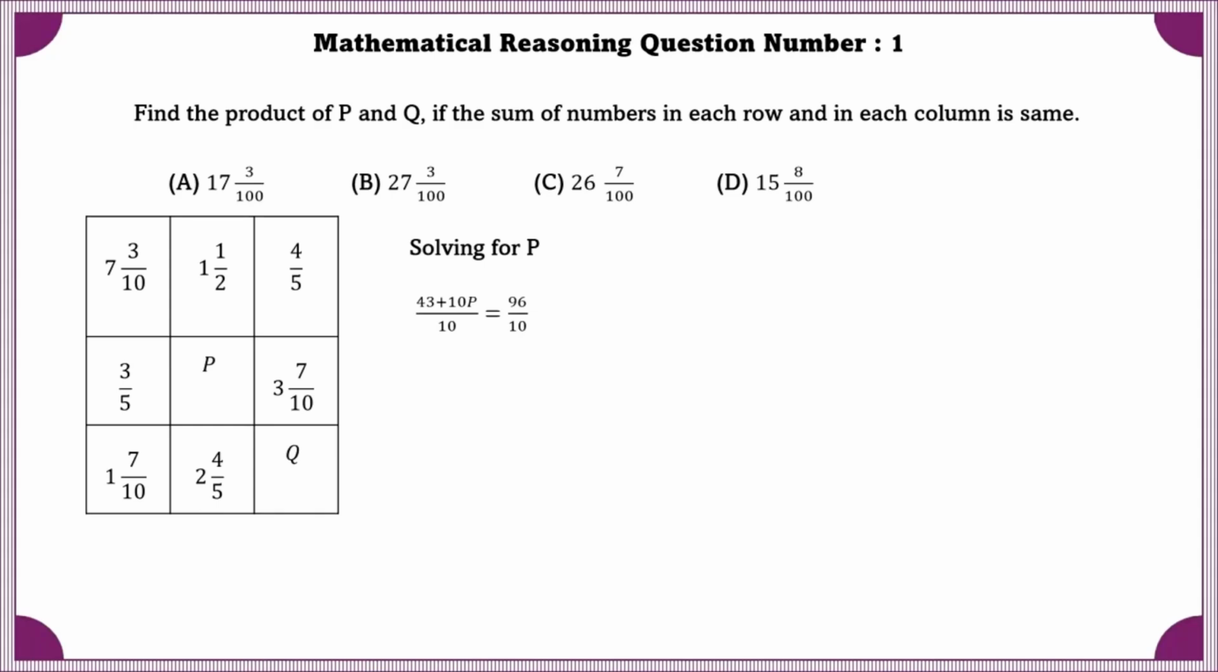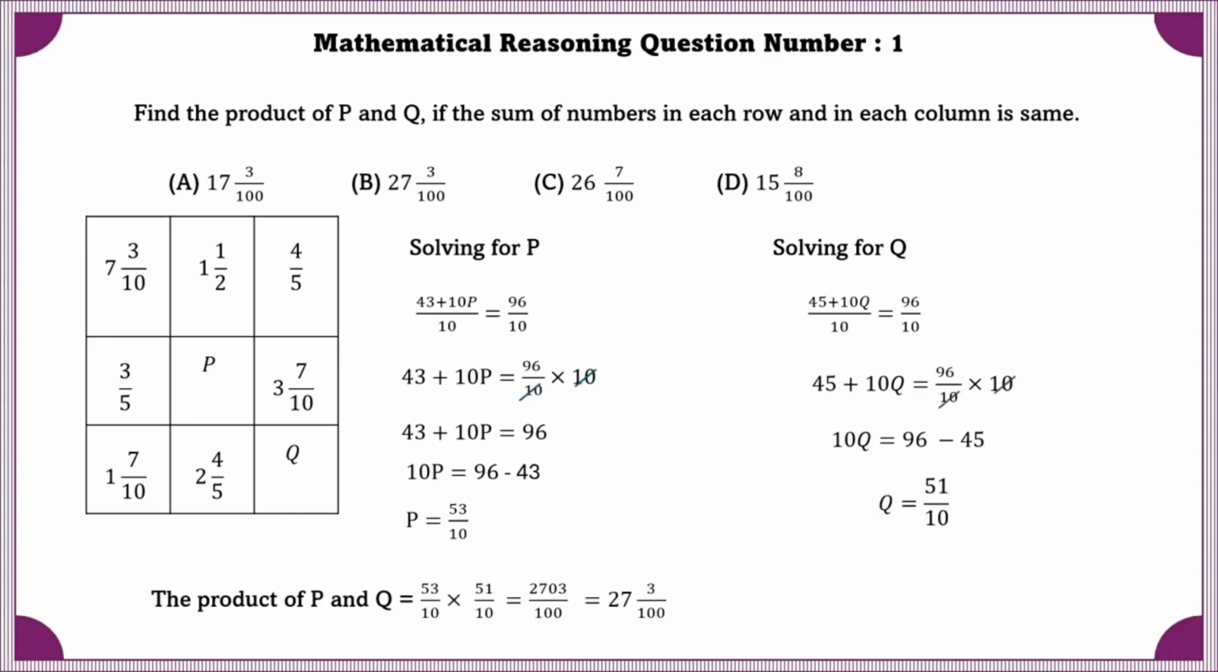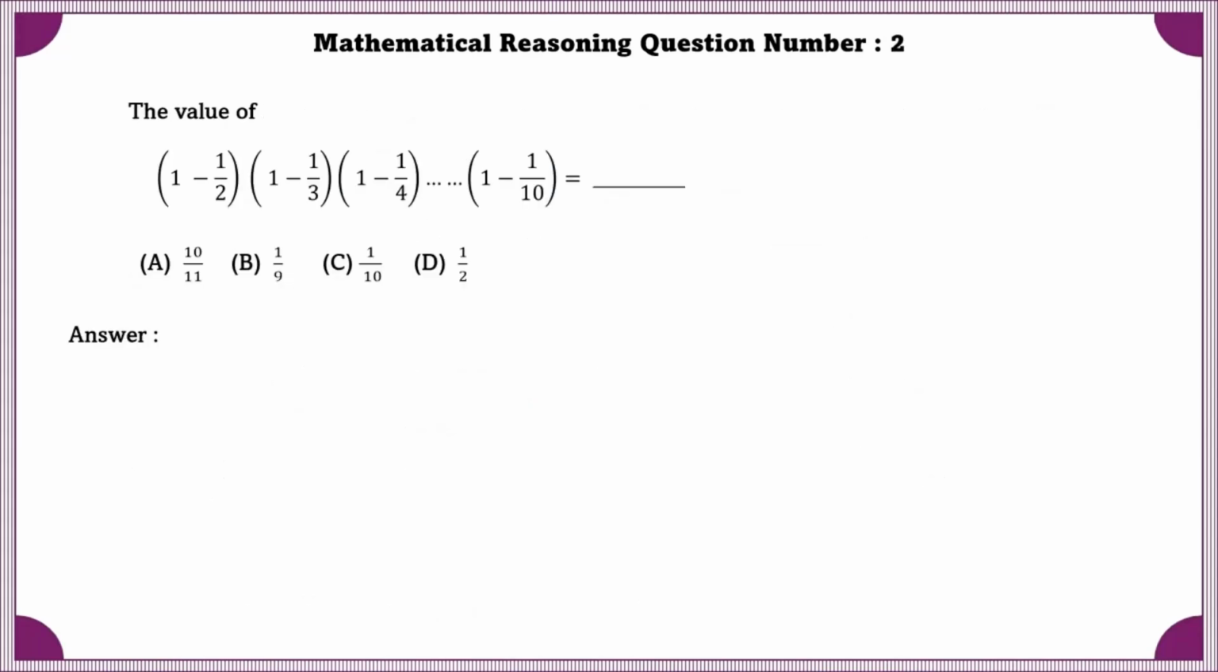Now let us solve for P. Here is the equation. 43 plus 10P by 10 is equal to 96 by 10. Simplifying, we will get P is equal to 53 by 10. Now solving for Q, we will get Q is equal to 51 by 10. Now they have asked for the product of P and Q. So the product of P and Q is equal to 27 3 by 100.